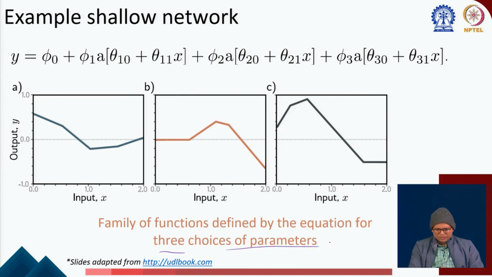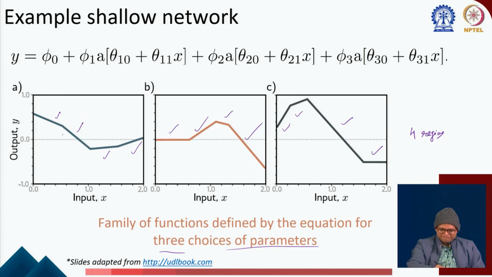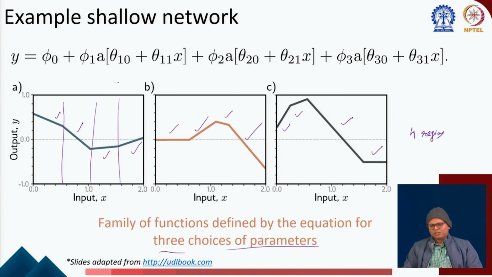And you see now, this is looking interestingly nonlinear, right? Just by one shallow neural network and just with 10 parameters. And you see there are 4 regions, 4 regions, 4 regions. That is also interesting. There are 4 linear regions in each of these, right?